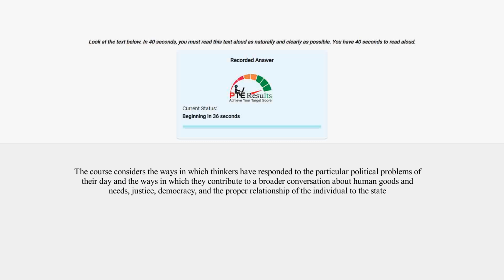The course considers the ways in which thinkers have responded to the particular political problems of their day and the ways in which they contribute to a broader conversation about human goods and needs, justice, democracy, and the proper relationship of the individual to the state.